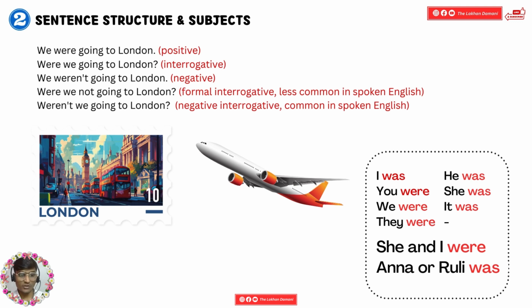Were we going to London? We weren't going to London. And weren't we? Weren't we going to London? Were we not going to London? This is not really common. As you can see, this is less common in spoken English and more common in the last one. Great. I hope you catch me.